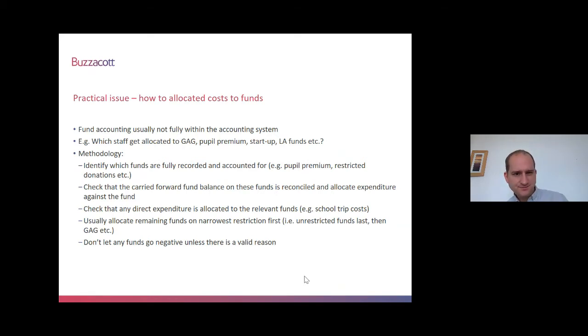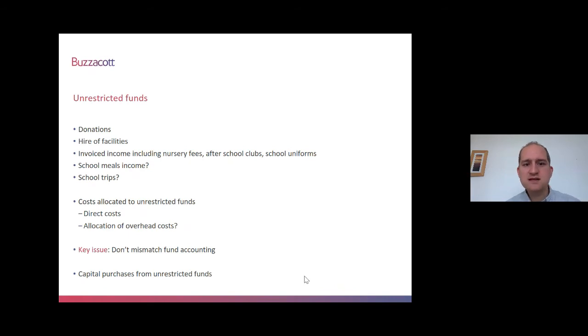On the next slide, we start exploring the unrestricted funds. As I said, these are areas like the donations that aren't for a particular purpose, just generally towards the Academy Trust, hire facilities, and I say things like school trips can be unrestricted in certain cases. So it's about what costs you allocate against these. It's not always easy to identify which costs should be allocated. Certainly if there's direct costs like the school trip example, you allocate that. Sometimes it's a proportion of a person's time.